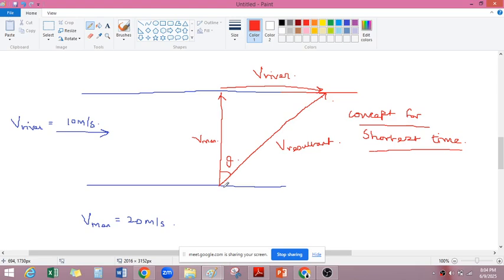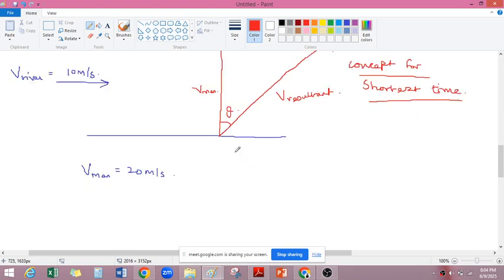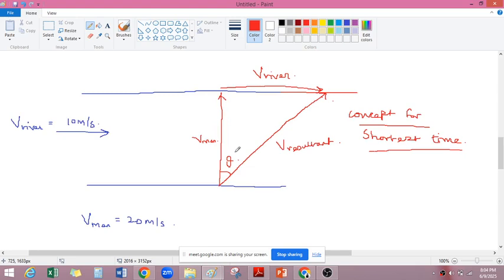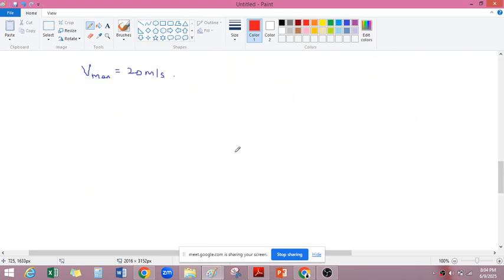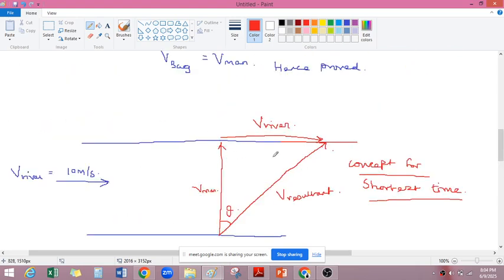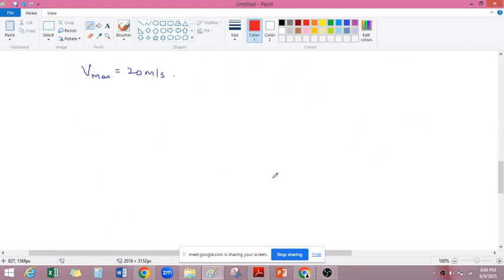But read the question, what did they say? Shortest time or shortest path? Shortest path. So this is not the correct method for our problem, so I should redraw this.